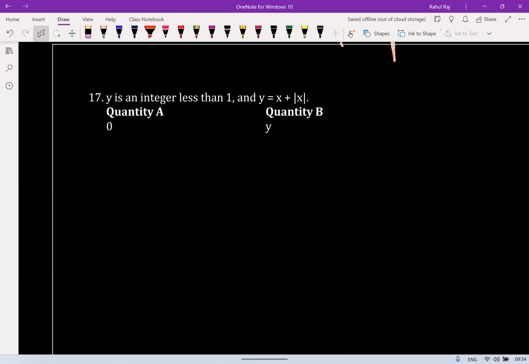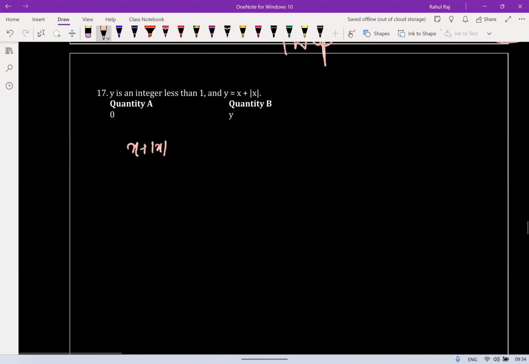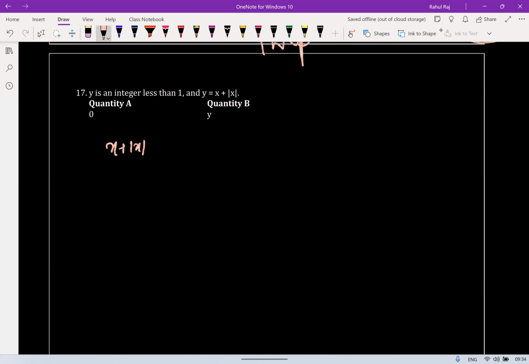So what do you understand with x plus mod x selection? That's again something that needs to be thought upon before you start solving the question. So can you please take 1 minute and think on this? x plus mod x should be greater than 0.